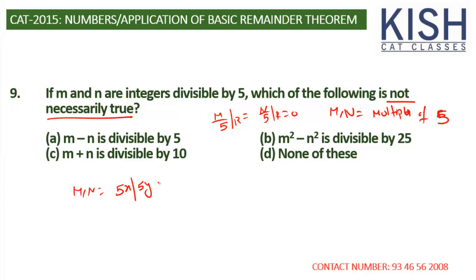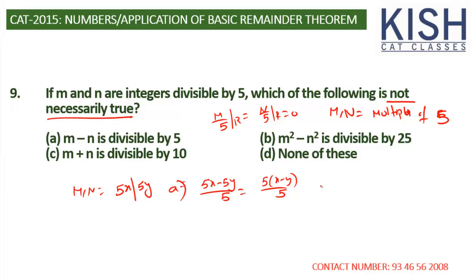We have to check the answer options, and we need to identify the answer option which is not necessarily true. Now here, m minus n divided by 5, that is 5x minus 5y divided by 5, that is 5 times x minus y divided by 5. So obviously, in every case of x and y, it's always divisible by 5. So this is answer option A.